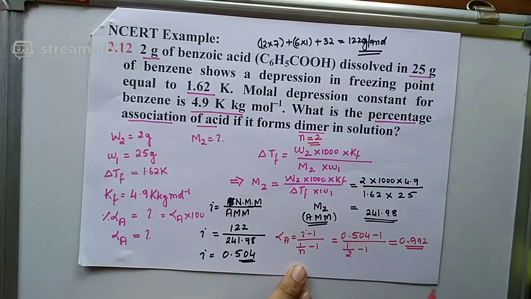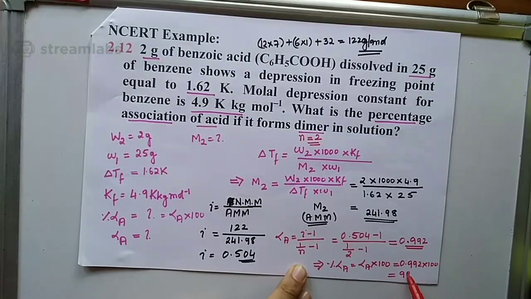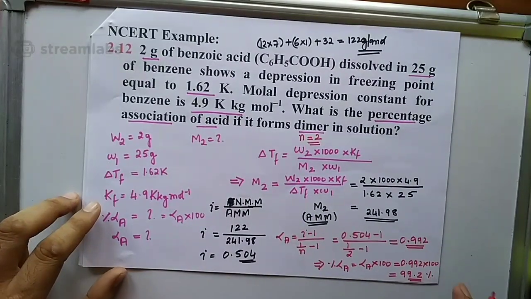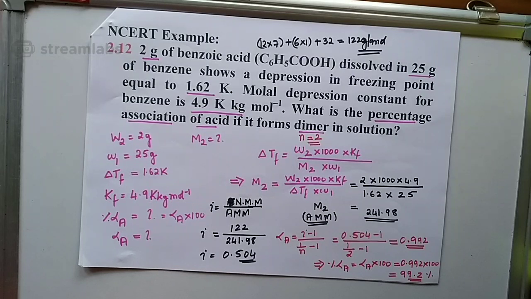0.992. So percentage of association is equal to alpha multiplied by 100. That is 0.992 multiplied by 100, which is equal to 99.2%. What is the percentage of association, students? It is 99.2%. Is it clear, students? Just note down the solution.